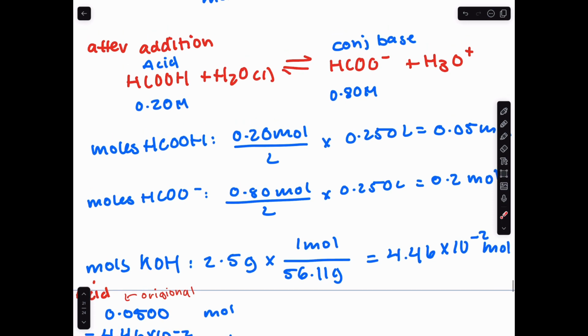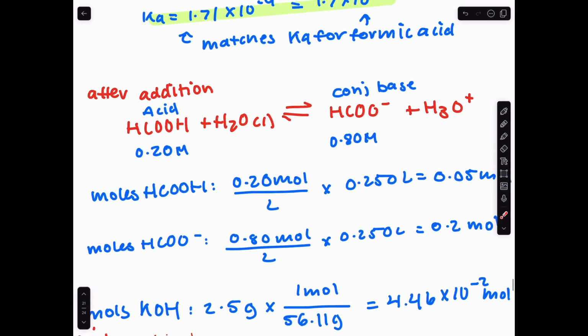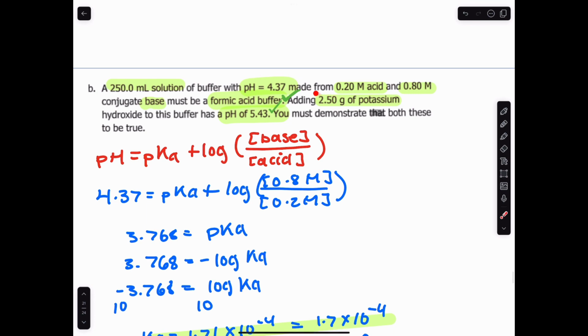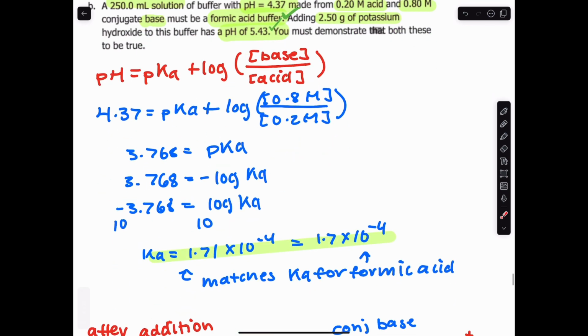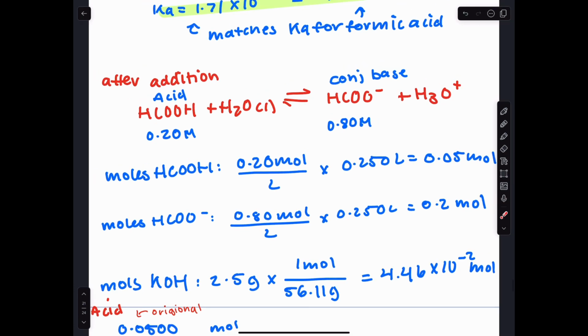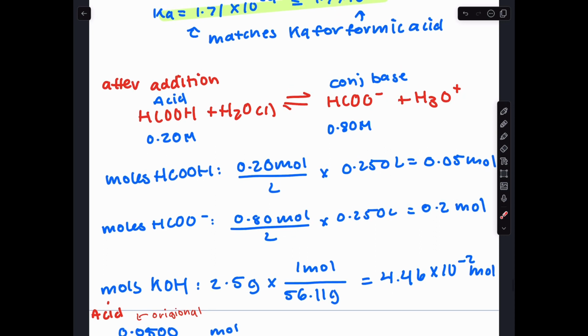Then you're going to figure out your new molar amounts, or number of moles, that you have of each part of the equation after the addition of that 2.5 grams of potassium hydroxide. So you're going to take your molar amounts, which are moles over liters, and multiply by liters for your base and your acid to get your number of moles. And then for your moles of potassium hydroxide, you're going to take your 2.5 grams and do dimensional analysis with molar mass to get the 4.46 times 10 to the minus 2 moles of potassium hydroxide.